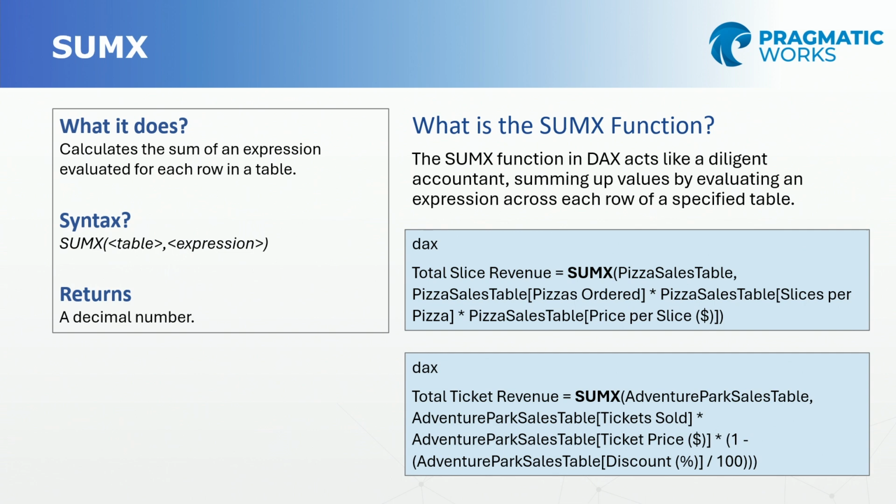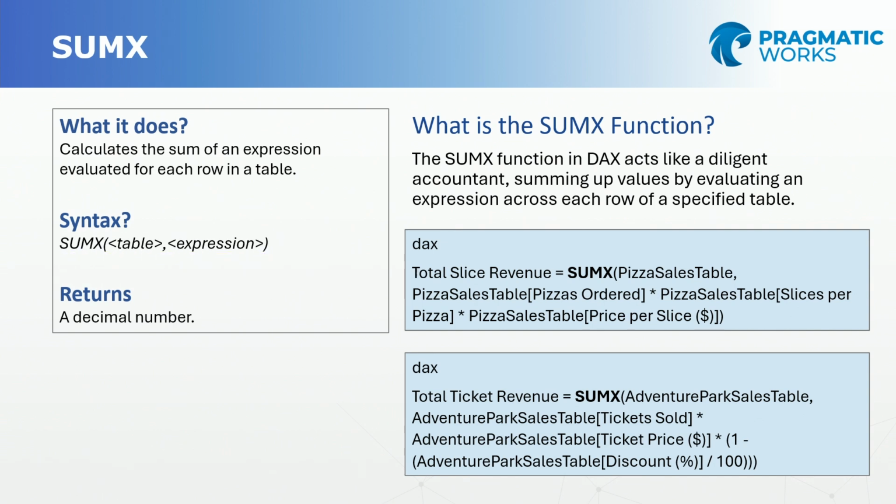The SUMX function is pretty much like an accountant, and they want to do some sort of summing, but they want to evaluate everything very, very carefully. And they're actually going to evaluate across the rows of the table that you specify. This essentially will calculate the sum of an expression based on each row of a table. The syntax will be SUMX, the table, comma, whatever expression you'd like iterated across the rows.